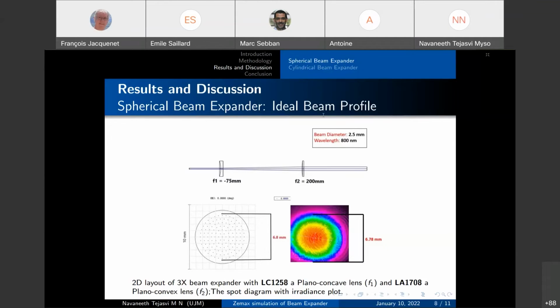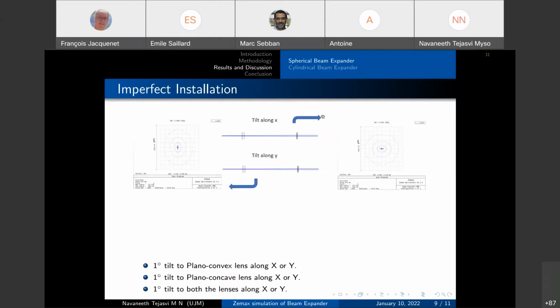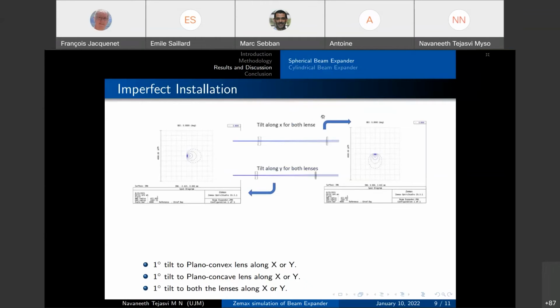Now I go on to check the imperfections in the lenses. First I tried playing with the tilt in the plano convex lens, along X and Y, for which the distribution or the spot diagram changes. I did this with the plano concave lens and the combination of the lenses as well.